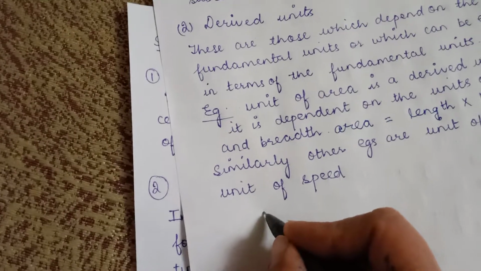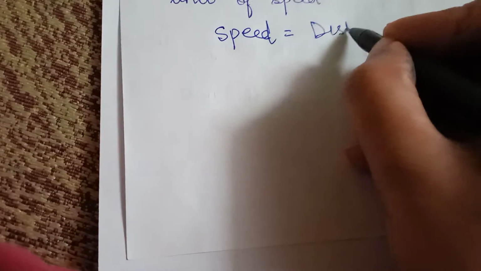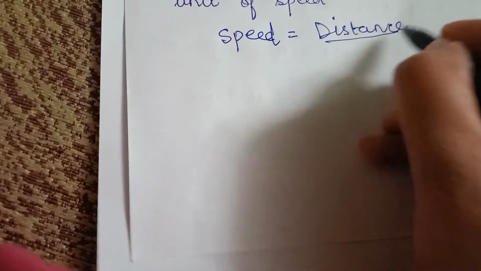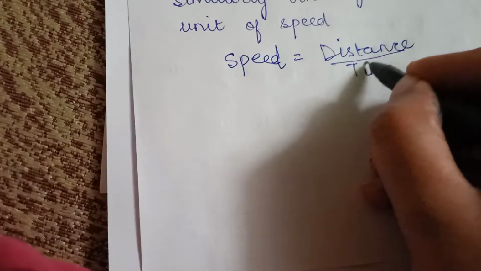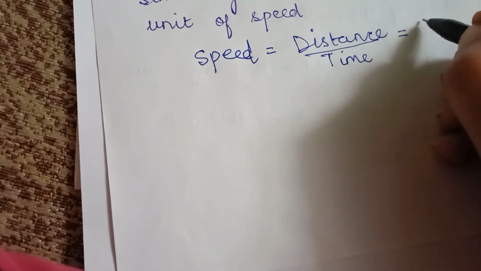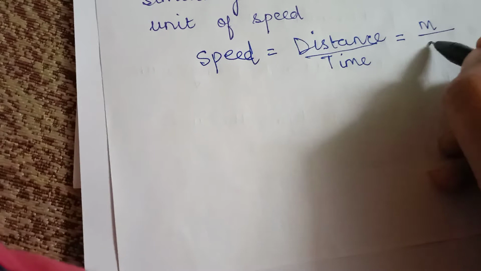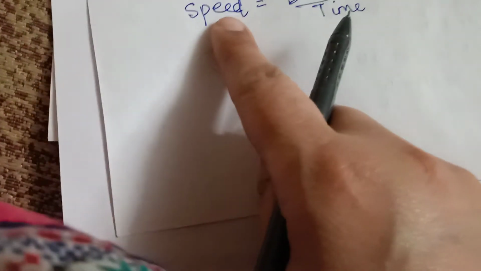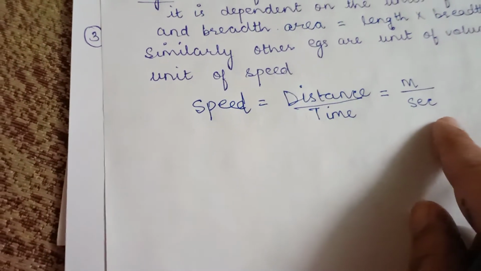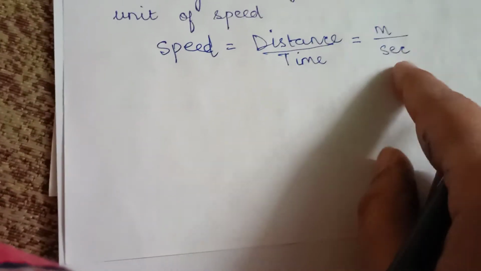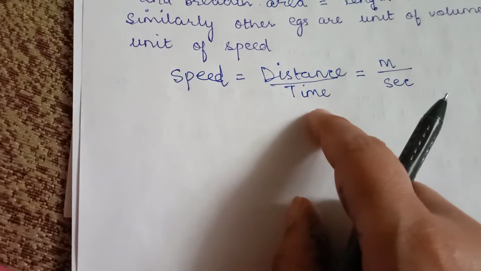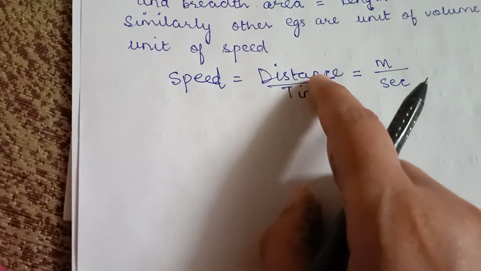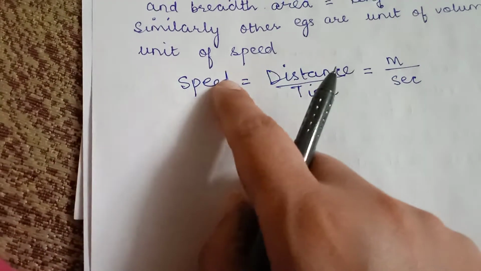Like if I explain you about the speed. Now, let us give you the definition of a speed. Speed is distance upon time. Now, the unit of distance is meter and the unit of time is second. It means the unit of speed cannot be directly calculated. It is actually dependent on the unit of distance and time. Unless we use the unit of distance and time, we are not able to find the unit of speed.